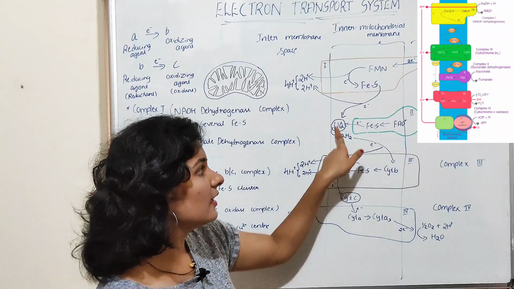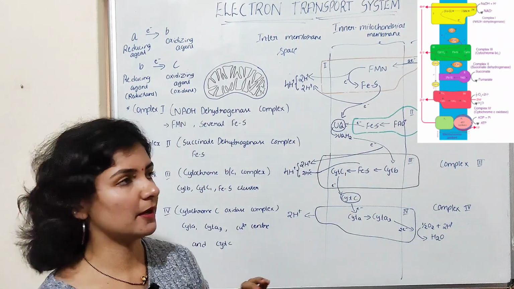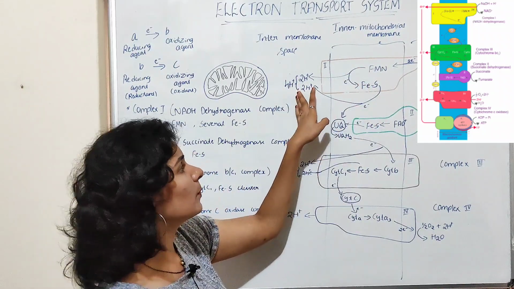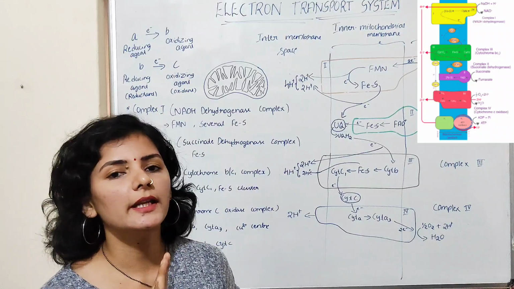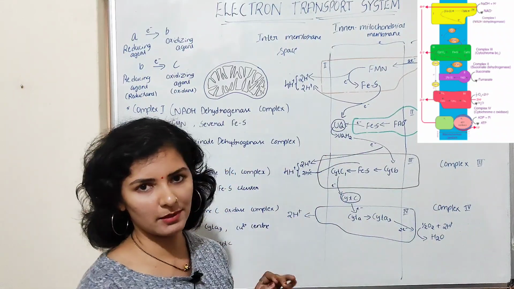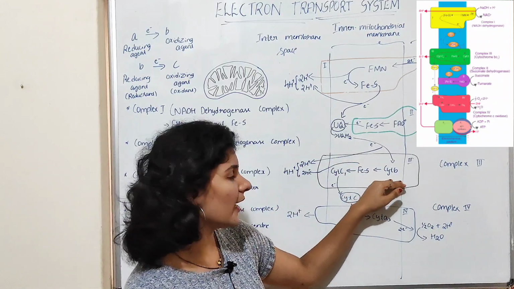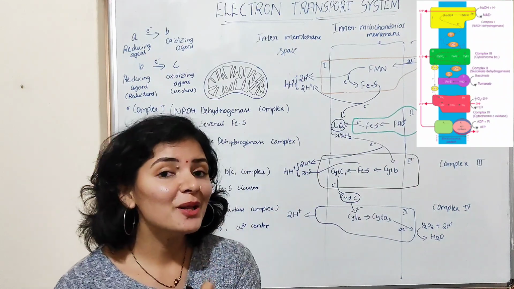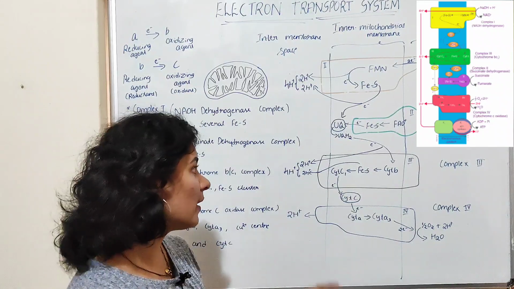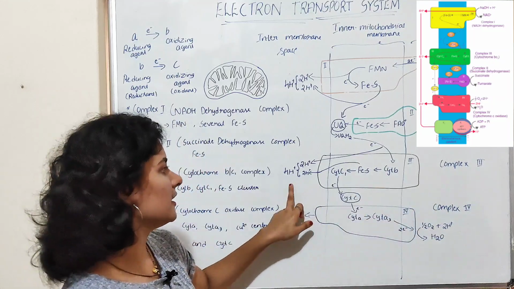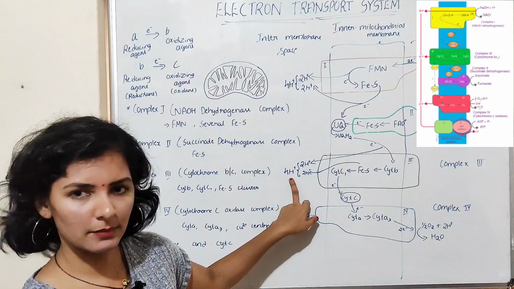The only difference is that complex 2 will not pump any protons from the matrix to the intermembrane space. Complex 1 has pumped 4 protons from the matrix to the intermembrane space, but complex 2 will not pump any protons. During the transfer of electrons from ubiquinol to the cytochrome B carrier of complex 3, a small amount of energy is released, and that released energy is utilized for pumping 2 protons from the matrix to the intermembrane space.